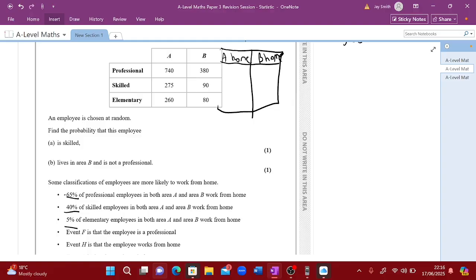So firstly, 740. 65% of that is 0.65 times 740, which gets me 481. Likewise, B that works from home is 380 times 0.65, which gives us 247. Then skilled, now it's 40% here. So 0.4 times 275 is 110. Then 90 times 0.4 is 36. Then 260 times, and the probability for elementary is 5%, so 0.05 gives me 13. And 0.05 times 80 gives me 4. There we go. So now we've broken it down to include working from home.